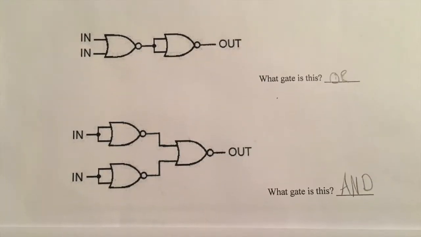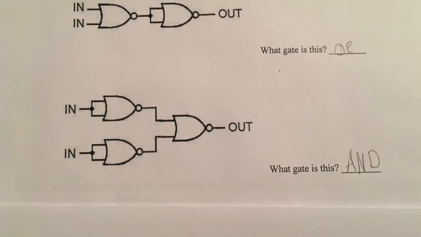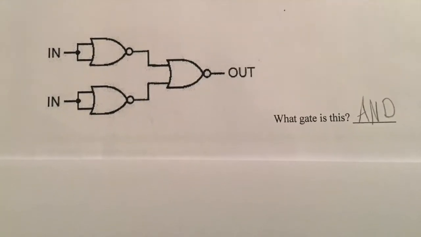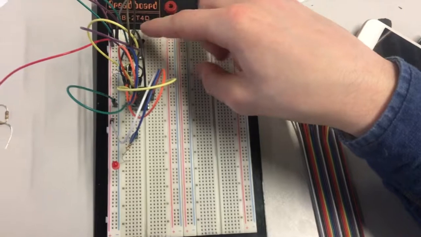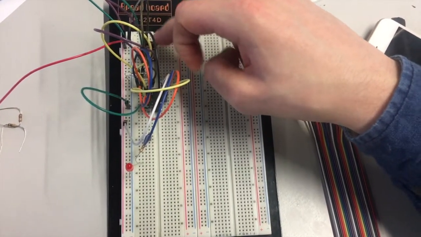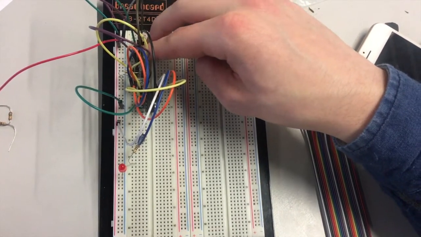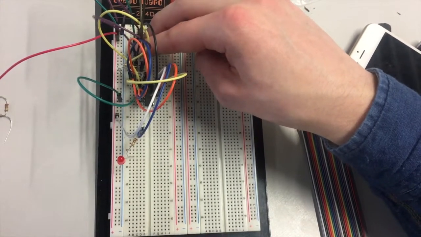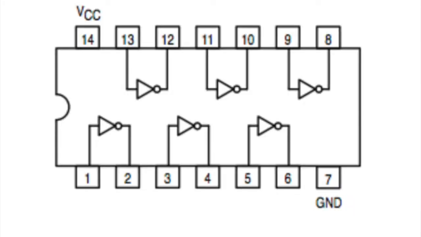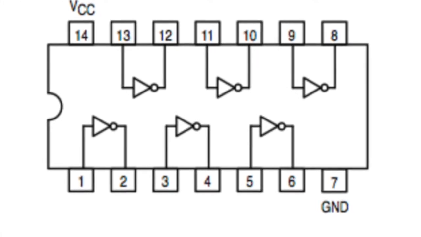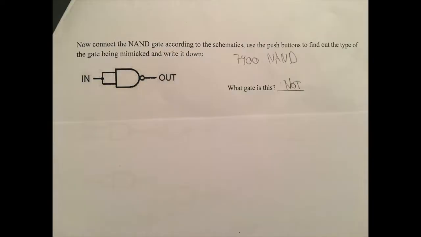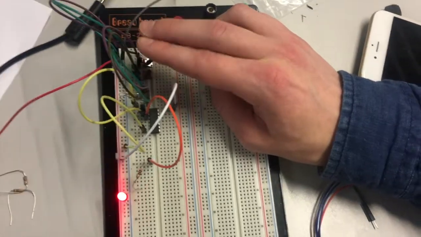Then we connected the outputs of 2 NOT gates to the input of a NOR gate, and the result is an AND gate, which makes sense because when both the inputs of a NOT gate are true, the inputs of the NOR gate will both be false and the output will be true. Next up was the 7400, which has 4 NAND gates within. First we connected both the inputs to one push button, and the result is a NOT gate.